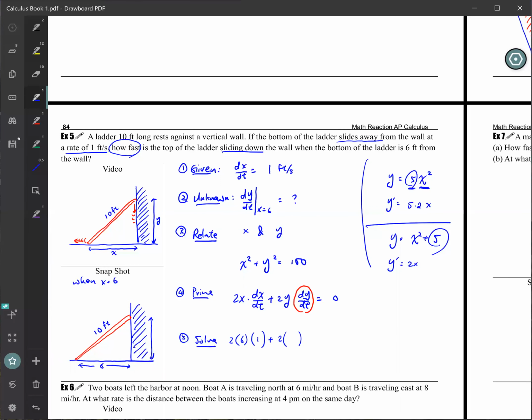No, we don't have the y. We need to look at a snapshot, right? Step 5, we need to look at the snapshot. Can we get a y? 10 squared equals 8 squared plus something. How do you get an 8, Leon? The Pythagorean theorem. Yes, because even though a snapshot is still, Pythagoras still works. So that will be 8, and then dy dt equals 0.